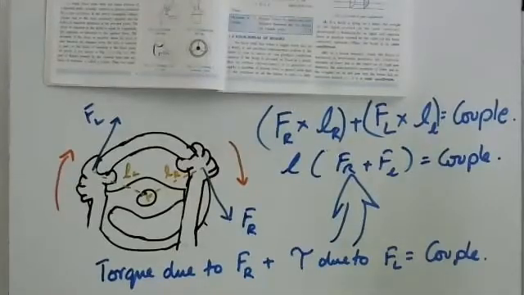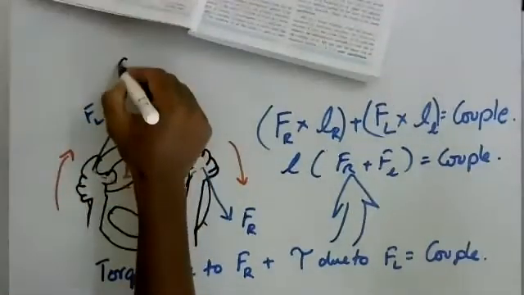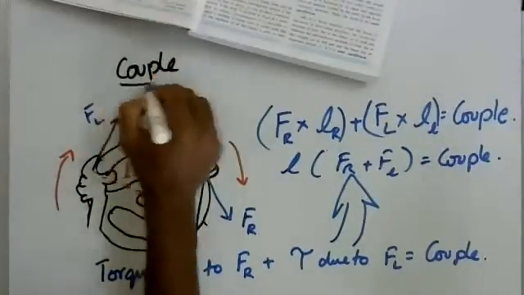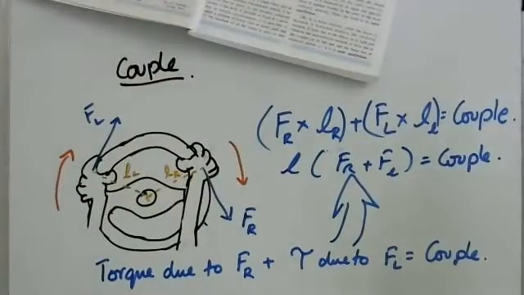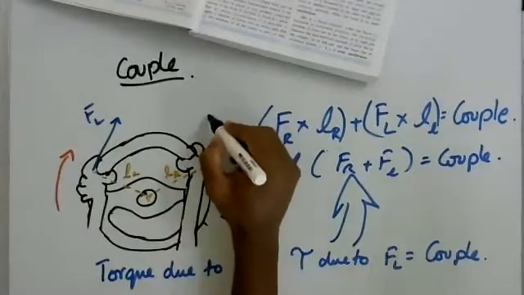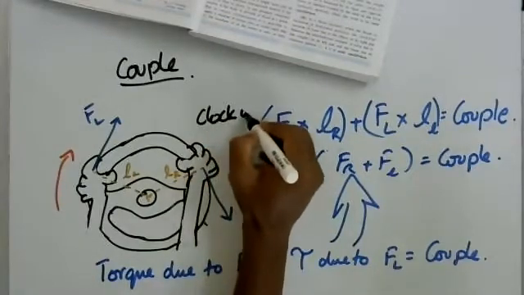So we are going to discuss the concept of a couple using an example. The example that we are talking about is the example of a steering wheel in an automobile. Let us say that you are holding the steering wheel with both hands and you would like to execute a right turn. You want to turn the vehicle to the right. So then what you would want is a clockwise moment.